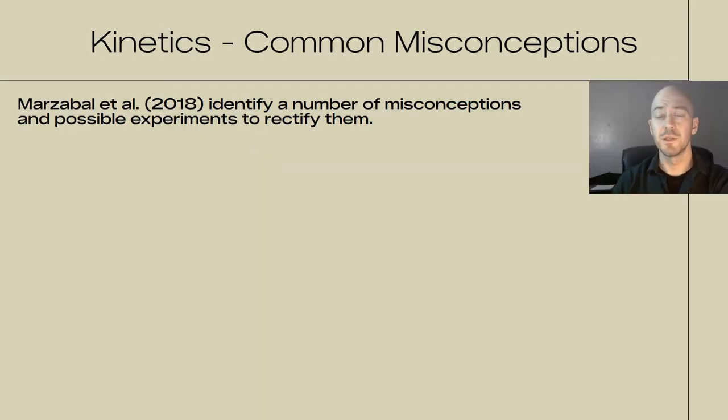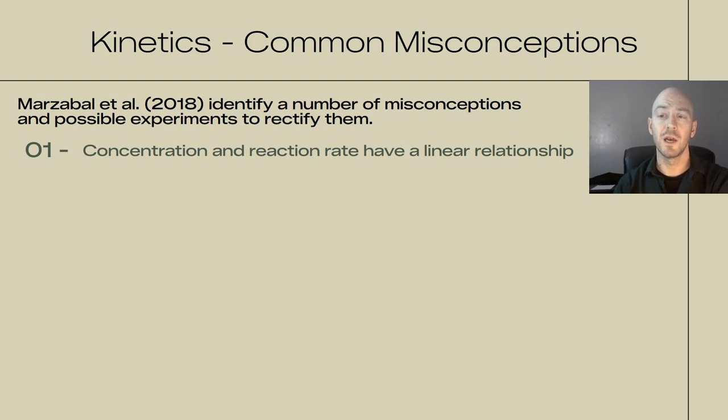Some of the common misconceptions that students may have regarding reaction kinetics, especially after learning about them for the first time, were identified by Marzabal et al. and are displayed below, along with a suggested reaction that could address each misconception, as well as explore the topic a little bit further. First, they found that students commonly assume that concentration and reaction rate always have a linear relationship, regardless of what the reaction order actually is.